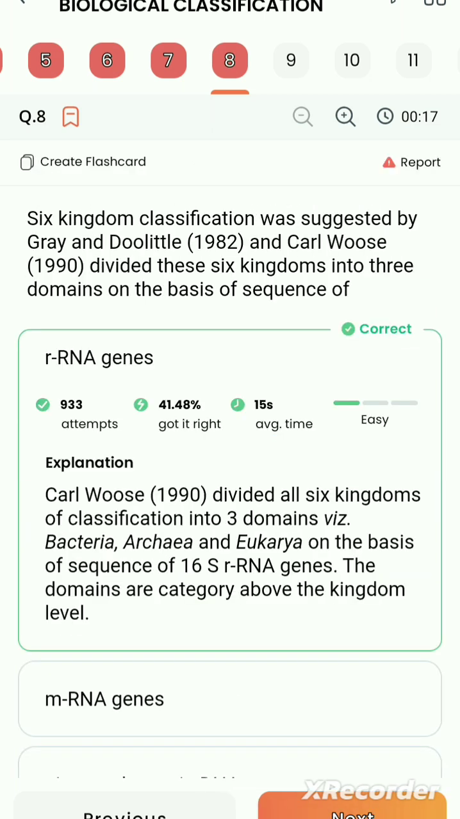So here, Carl Woese in 1990 divided all six kingdoms of classification into three domains: bacteria, archaea, and eukarya. Here the sequence of 16S rRNA is the basis on which it was divided. So the domains are a category above the kingdom level. He divided the six kingdoms into three domains.